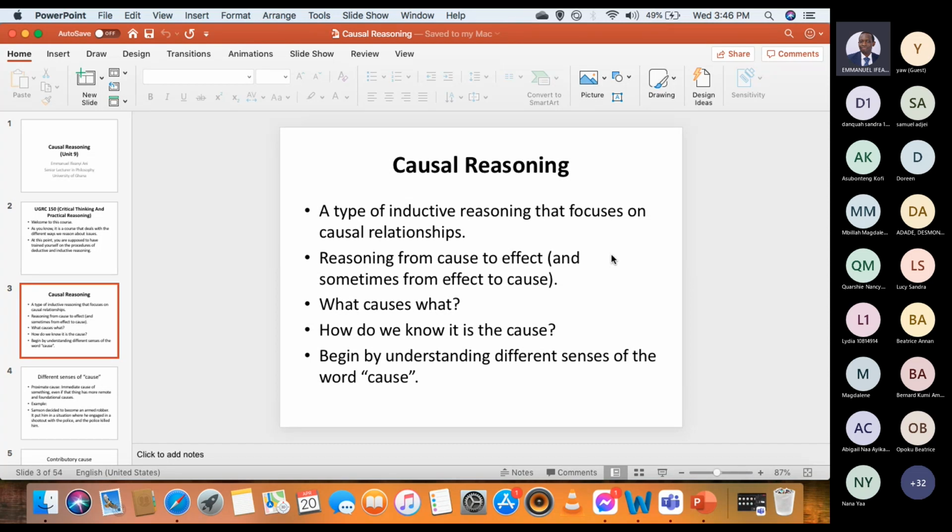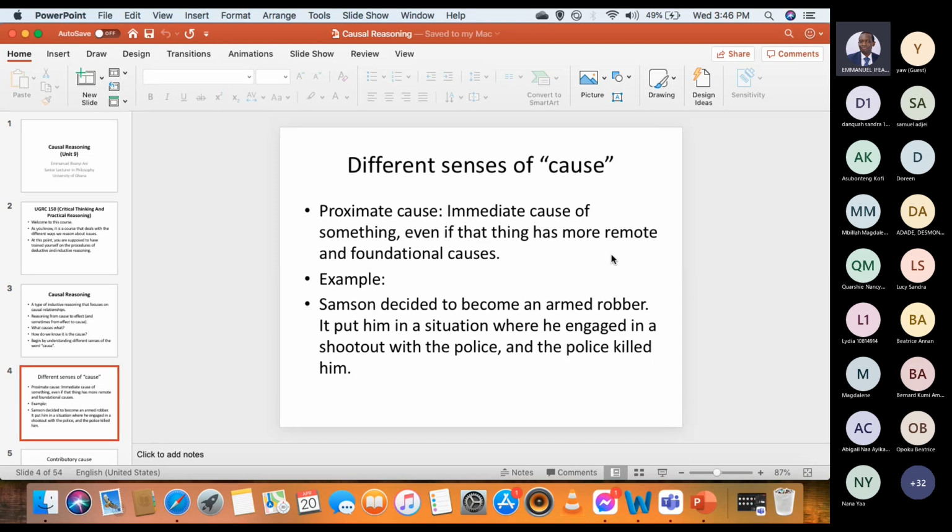When we say something causes something, there are different things we mean. It's not always the same meaning of the word cause. There are different senses of the word cause. Now, first of all, we have proximate cause. Proximate cause is the immediate cause of something, even if that thing has more remote and foundational causes.